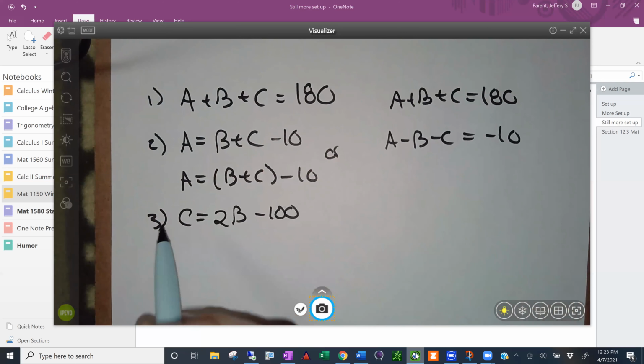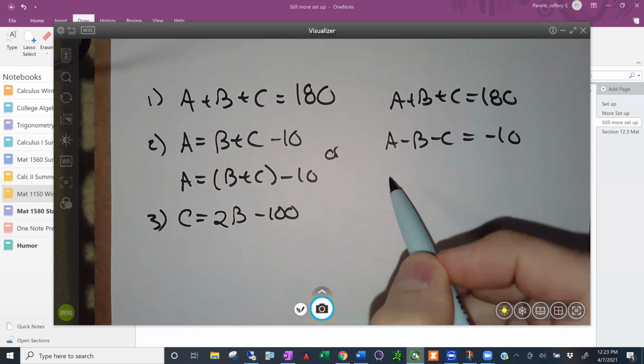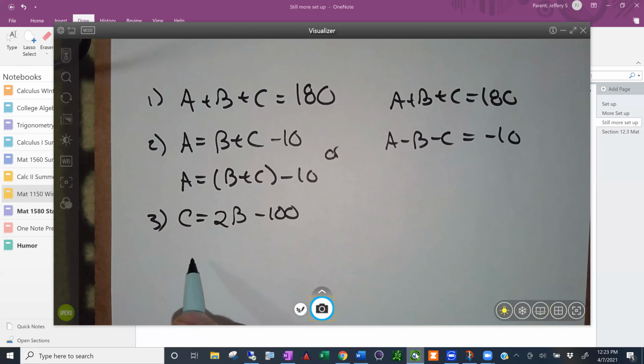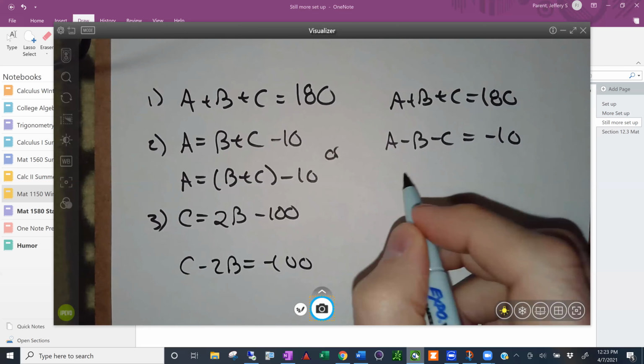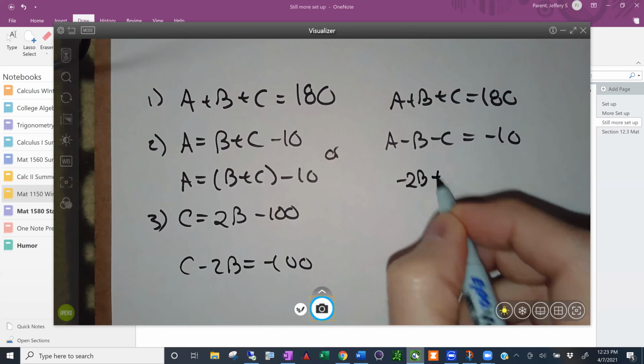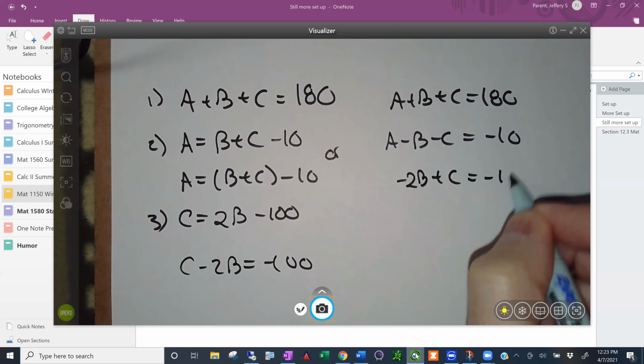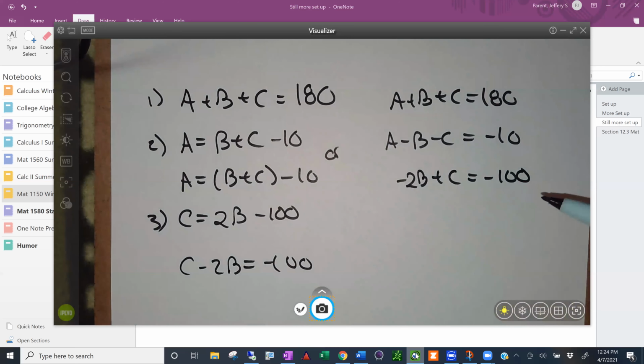I also want to write this in the same order. You could write C minus 2B equals negative 100, but you'd probably be better off keeping it in the same order. So negative 2B plus C equals negative 100. That way they're in the same order.